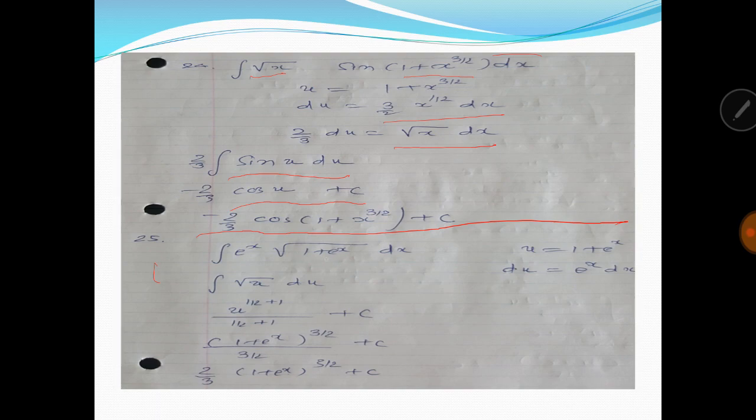Now this is another example where you have e power x square root 1 plus e power x dx. So let's take 1 plus e power x is equal to u. So du is equal to e power x dx. So you replace e power x dx by du, and this by u. So you got u power 1 half, which is u power 1 half plus 1 divided by 1 half plus 1. Put the u back, so 1 plus e power x power 3 by 2 is your final answer.